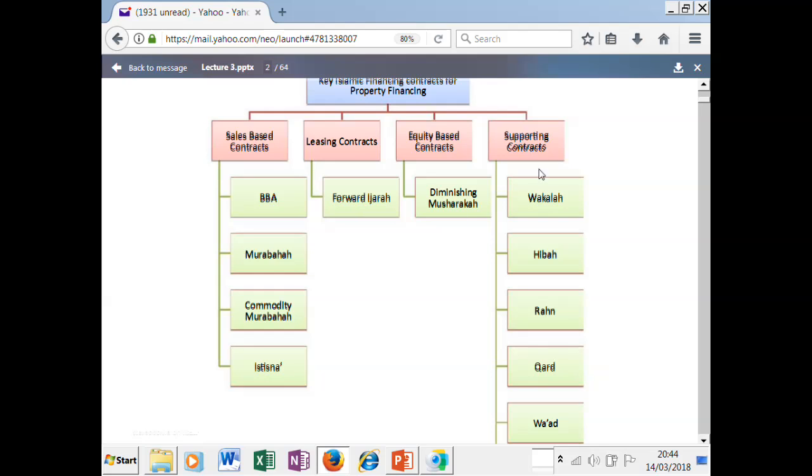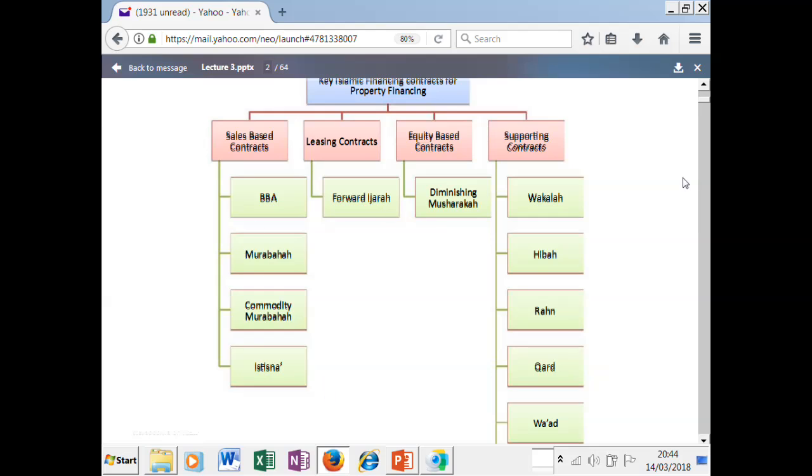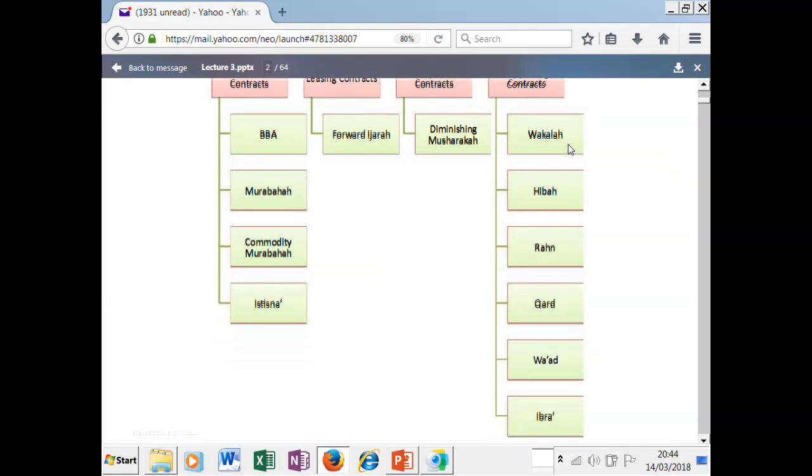And then the supporting contracts are wakalah, hibah, rahnu, qardul hasan, and also wa'ad and ibrah. These are the supporting contracts that need to be used to support all of the contracts we are using. For example wakalah, hibah, rahnu. These need to be attached together so that they can provide a full, complete sale and purchase procedure if you want to buy a property.